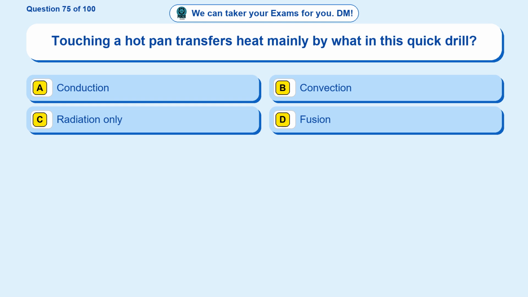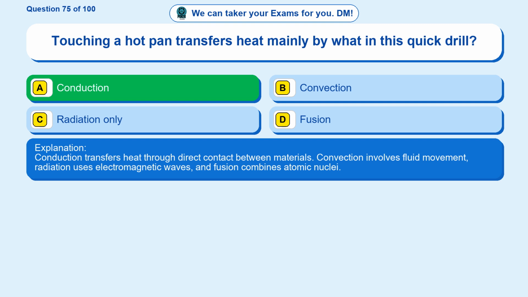Question 75. Touching a hot pan transfers heat mainly by what in this quick drill? Option A, conduction. Option B, convection. Option C, radiation only. Option D, fusion. The correct answer is option A, conduction. Conduction transfers heat through direct contact between materials. Convection involves fluid movement, radiation uses electromagnetic waves, and fusion combines atomic nuclei.